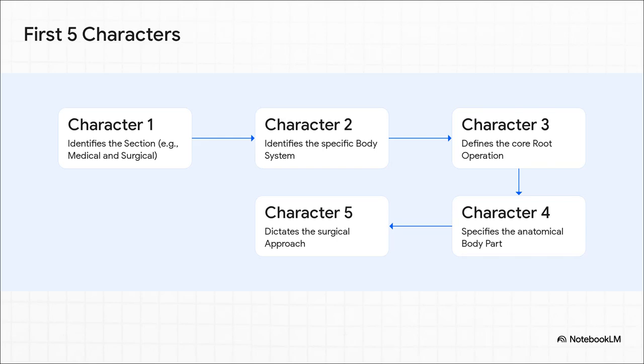Now, as you already know, every single ICD-10 PCS code is exactly 7 alphanumeric characters long. Literally no more, no less. Over our previous 27 explainers, we've meticulously built out this foundation. Character 1 tells us our section, like medical and surgical. Character 2 zeroes right in on the body system. Character 3 defines the root operation, the real core objective of the procedure. Character 4 gives us the specific anatomical body part, and Character 5 dictates the approach used by the physician. These first 5 characters perfectly set the stage, but the story isn't quite over yet.